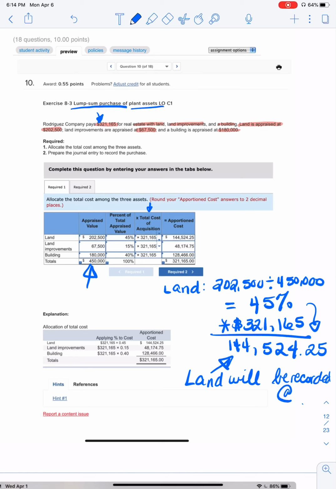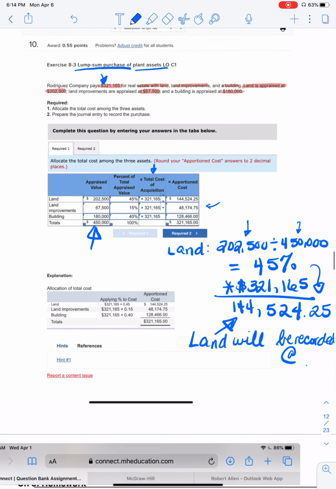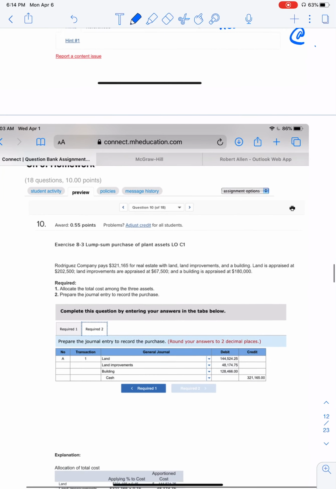Now, if you were to do this for the other two, of course, you would take your $67,500, and that would go right here instead of this 202. The 450 would not change. Then you would end up with that being 15%. You would multiply that 15% by the 321,165, and you would come out to this $48,174.75, and that will carry you through to the end of number 10, or at least number 10, part 1.